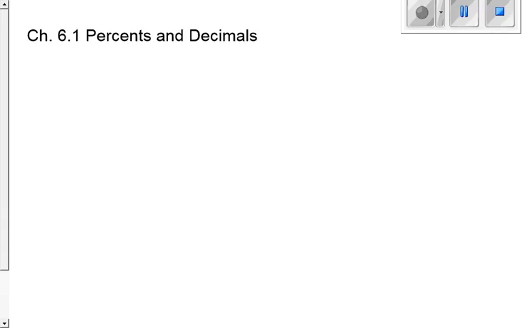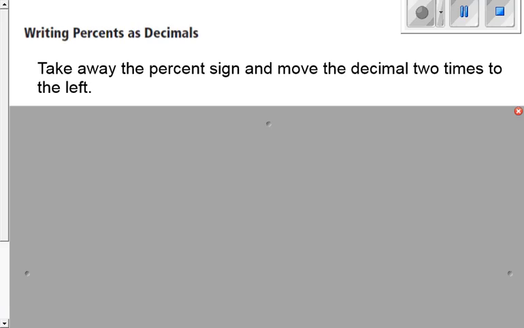Chapter 6.1, Percents and Decimals. When writing percents as decimals, take away the percent sign and move the decimal 2 times to the left. I have come up with the alphabet D dot P. D stands for decimal, P stands for percent. The 2 dots mean the number of times you move it to the right or to the left in either case.